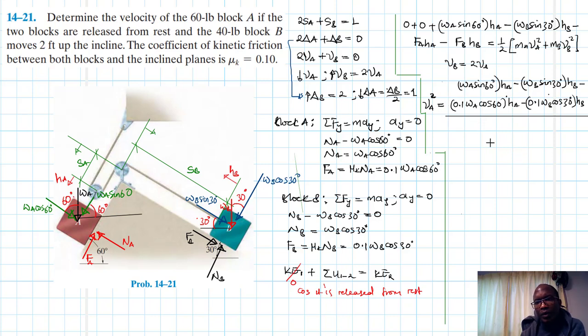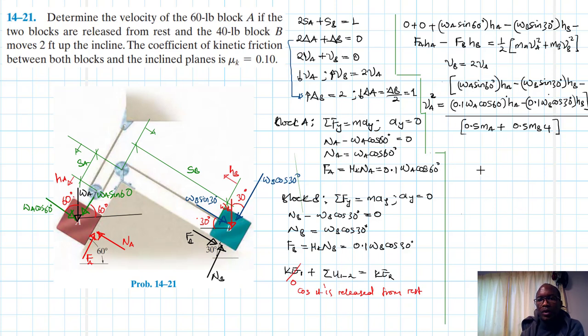So divided by 0.5 by MA, and plus 0.5 by MB by 4. Okay, we said VB is equal to 2VA, right? Like so. And also this is 1 like so.